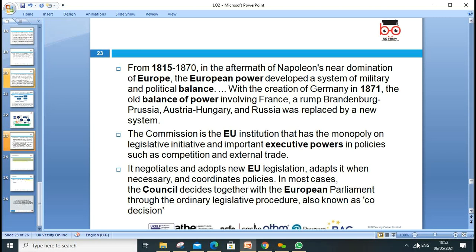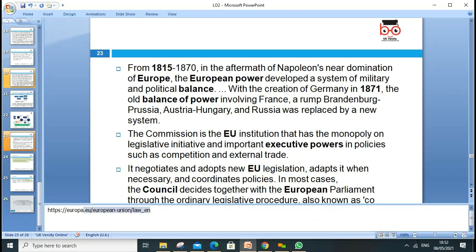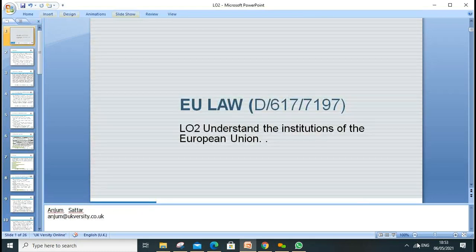The Commission, an EU institution, has the monopoly on legislative initiative and important executive power in policies such as competition and external trade. So it negotiates, adopts new EU legislation when necessary, and coordinates policy. In most cases, the Council decides together with the European Parliament through the ordinary legislative procedure, also known as co-decision. So that's the key purpose.